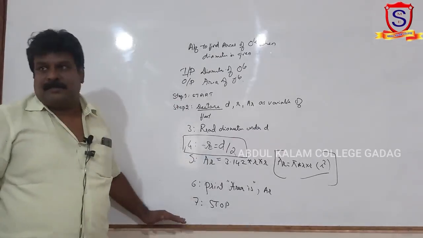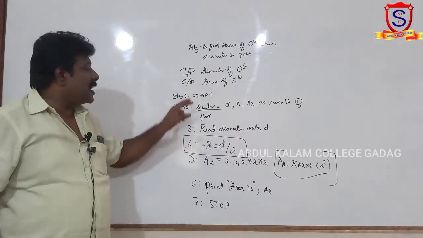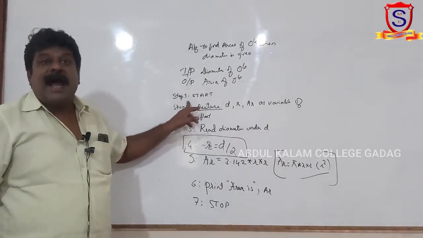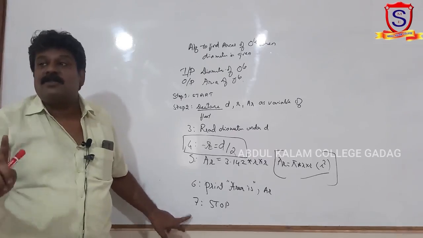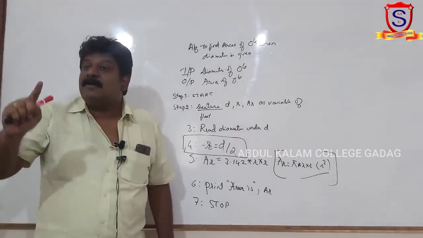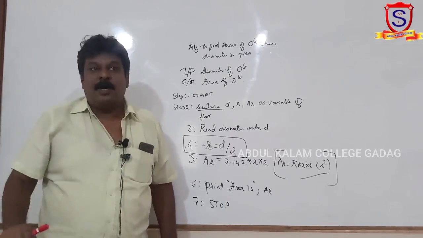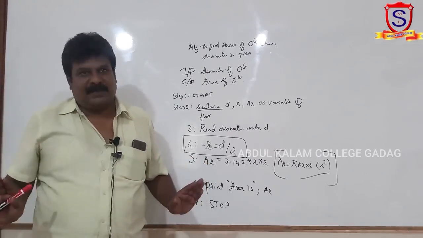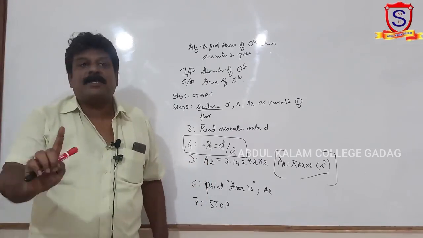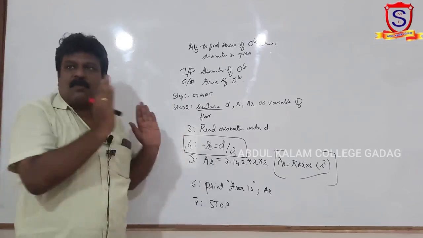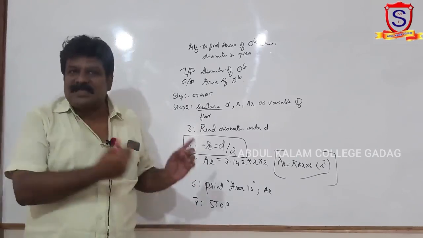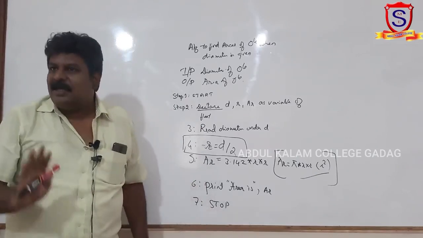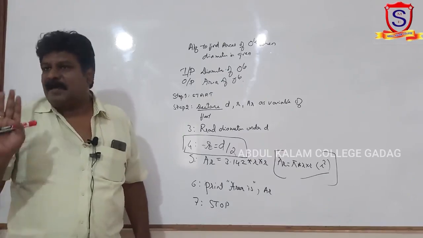And one more thing you must remember. Whenever we write an algorithm, the execution will always start from step number 1 and run up to step number 7, and all the instructions will be executed in a sequential manner. No step will be skipped. No step will be executed more than once as per this algorithm. This is what you need to keep in your mind. So this is the algorithm to find the area of a circle when the diameter is given.